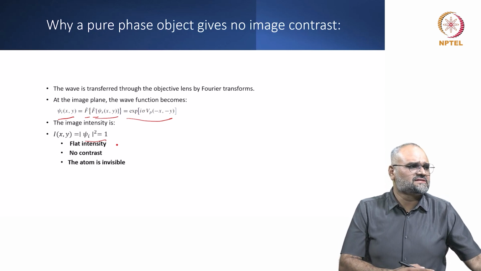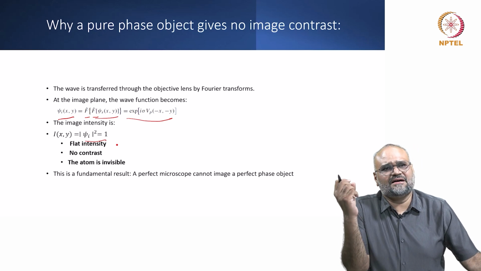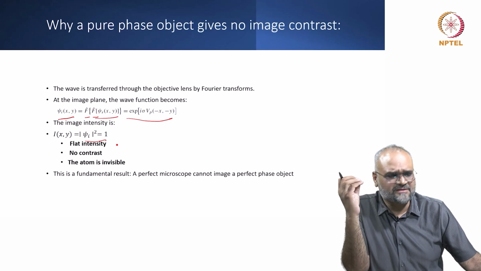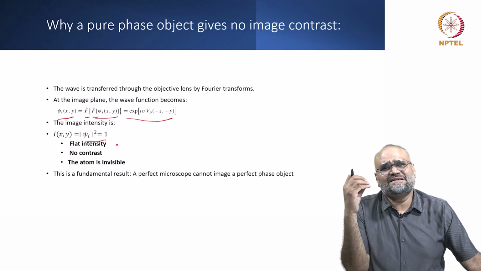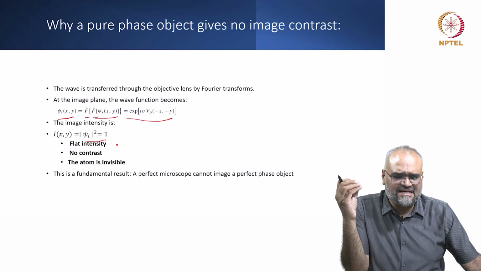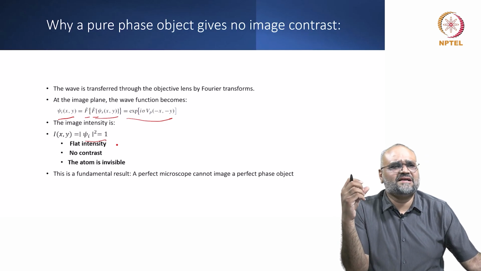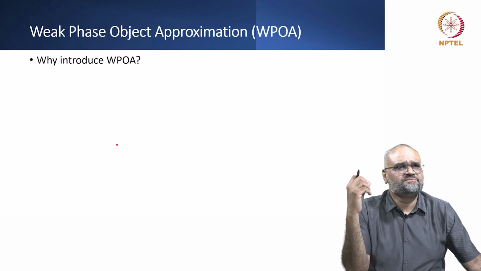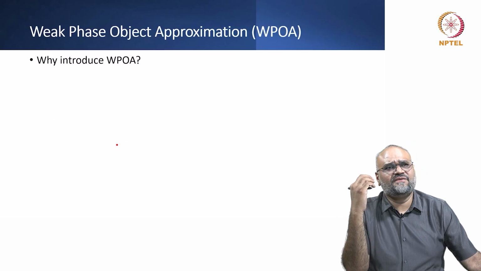So this is a fundamental result. A perfect microscope cannot image a perfect phase object. Then how do we see something inside a transmission electron microscope? To understand this, a concept called the weak phase object approximation has been introduced. So what exactly is a weak phase object?